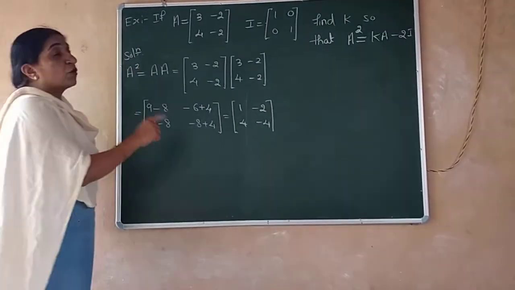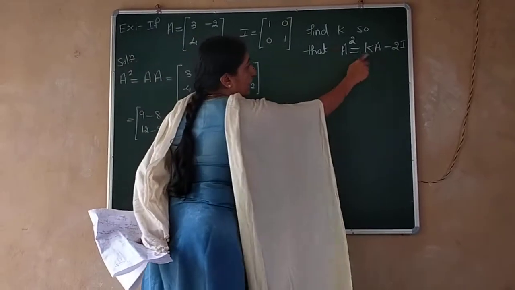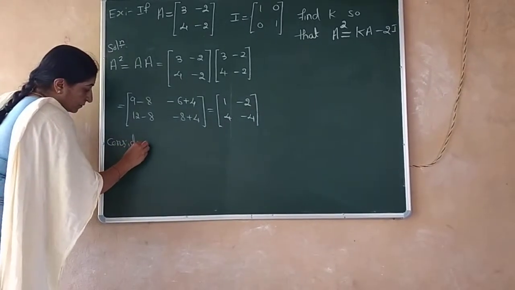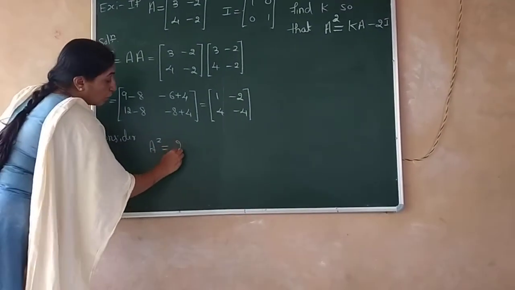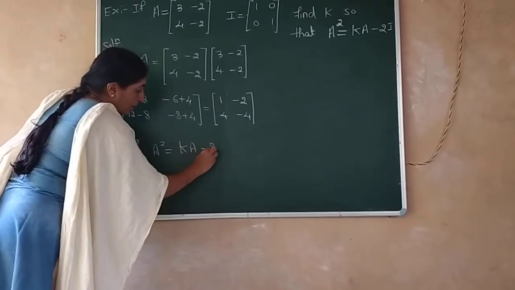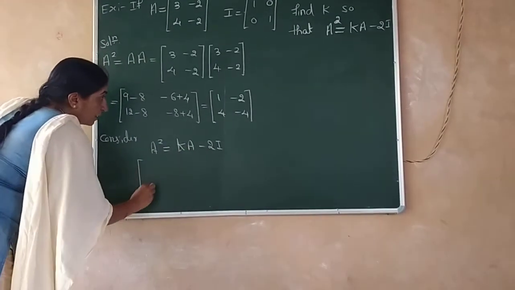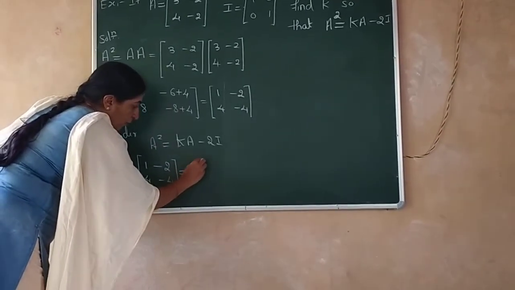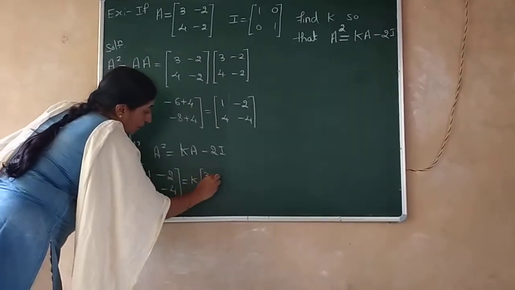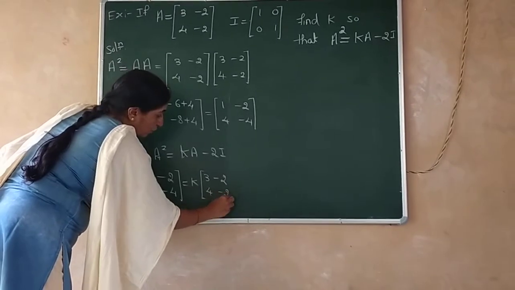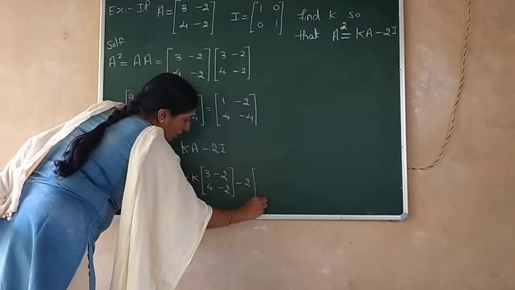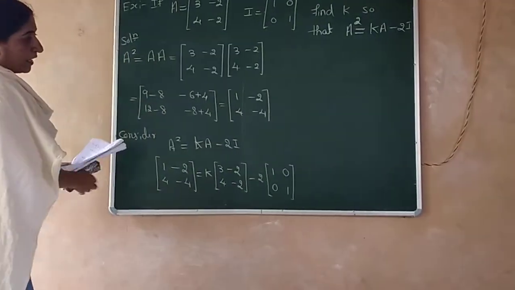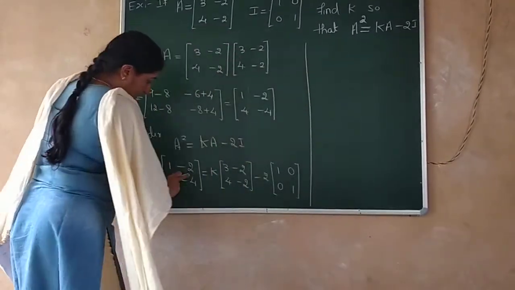After that, if the question is to find the value of K, you have to write LHS as well as RHS. Mark it. Consider A square is equal to K into A minus 2I. What is A square? 1 minus 2, 4 minus 4. K as it is. A is given, 3 minus 2, 4 minus 2. I is what? Unit matrix 1 0 0 1. Now keep the LHS as it is.